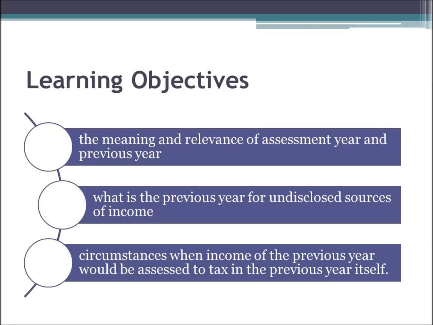So these are the three learning objectives for today's unit. Number 1, the meaning and relevance of assessment year and previous year. What do they mean and what relevance do they hold? What is the previous year for undisclosed sources of income? There are a few undisclosed sources of income, and what is the previous year for them? And last, the circumstances when the income of the previous year would be assessed to tax in the previous year itself. That is, the assessee will be liable to pay the income tax in the previous year itself rather than the assessment year. So let's proceed with today's class, and let's start with our first learning objective, that is the meaning and relevance of assessment year and previous year.